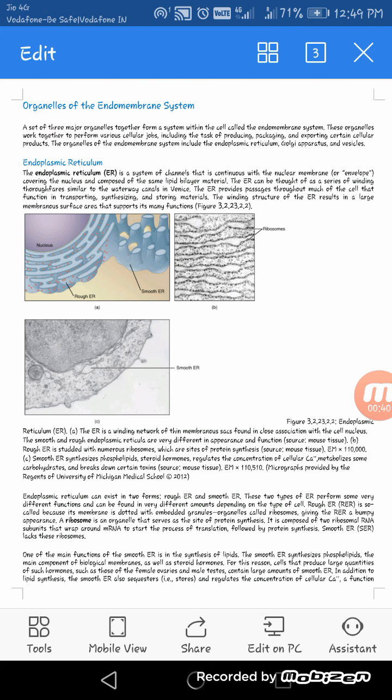A set of three major organelles together form a system within the cell called the endomembrane system. These organelles work together to perform various cellular jobs, including the task of producing, packaging, and exporting certain cellular products. The organelles of the endomembrane system include the endoplasmic reticulum, Golgi apparatus, and vesicles.